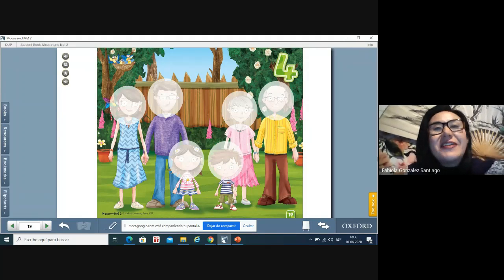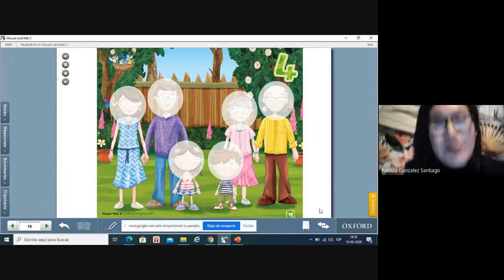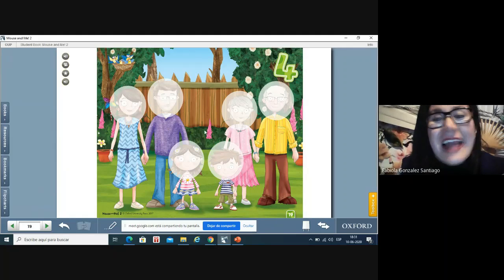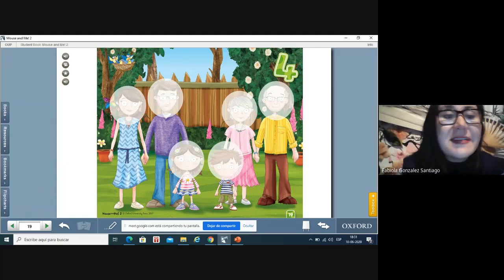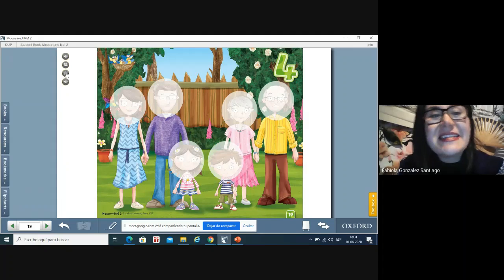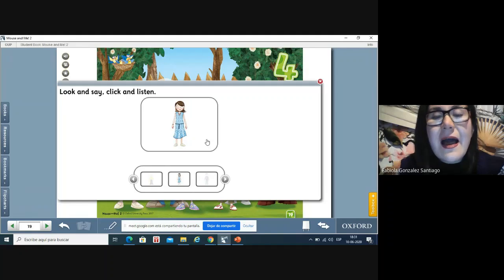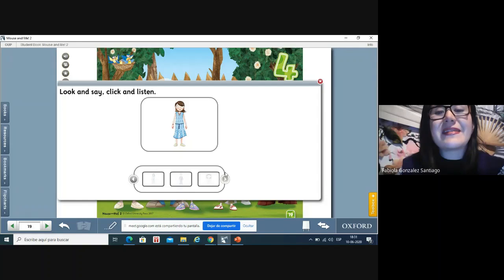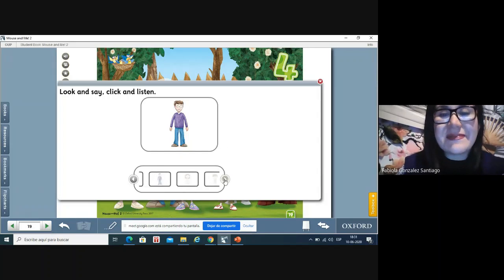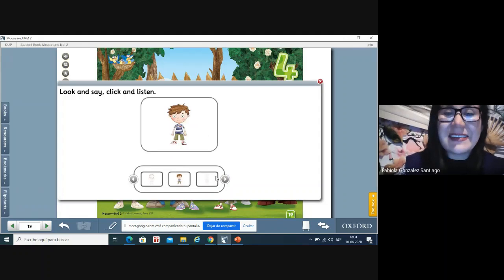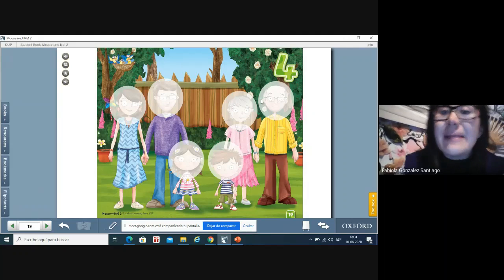Today, we are going to learn more words about family. You remember the family members that we learned in class? Let's review all of them. Family members, like, for instance, mommy, daddy, sister, brother, granny, granddad. Okay, those are our family members.